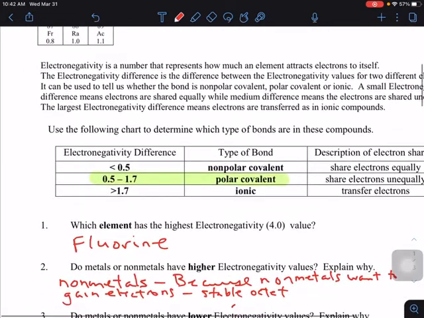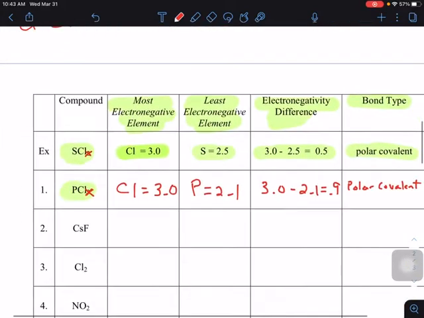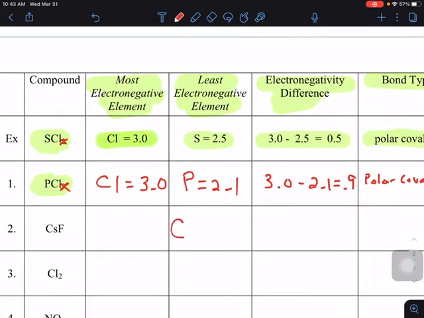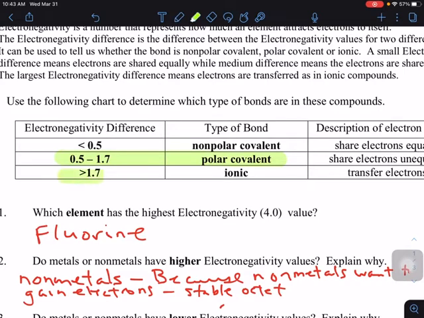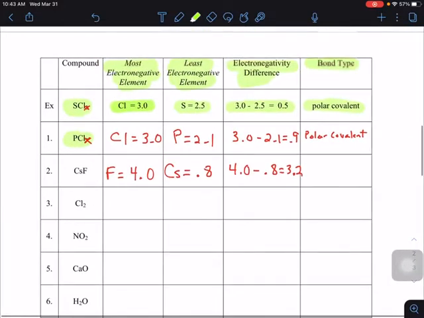So our least electronegative is cesium. Cesium is the least, and that was 0.8. And fluorine is the most electronegative in this case, 4.0. Subtract the smaller from the larger, and we get 3.2. Well, that's going to go on this chart right here, greater than 1.7. That means that's an ionic compound. That's a metal combined with a nonmetal, and that is ionic.